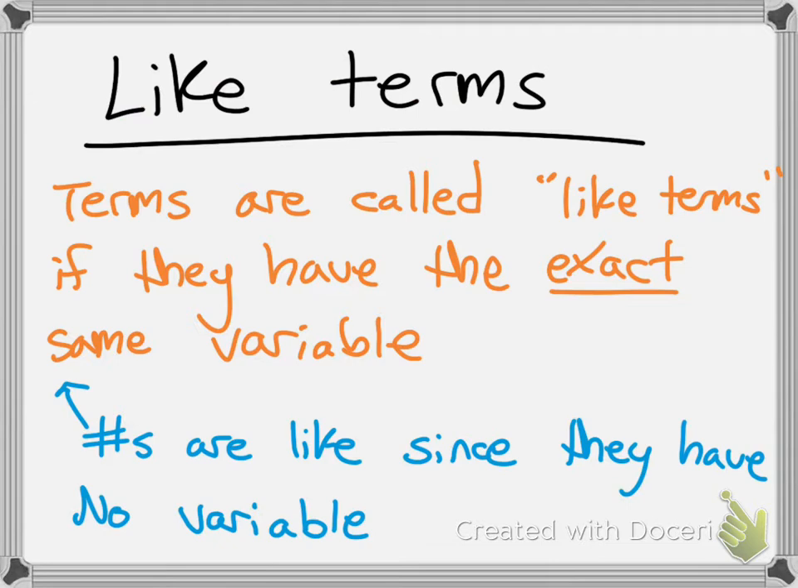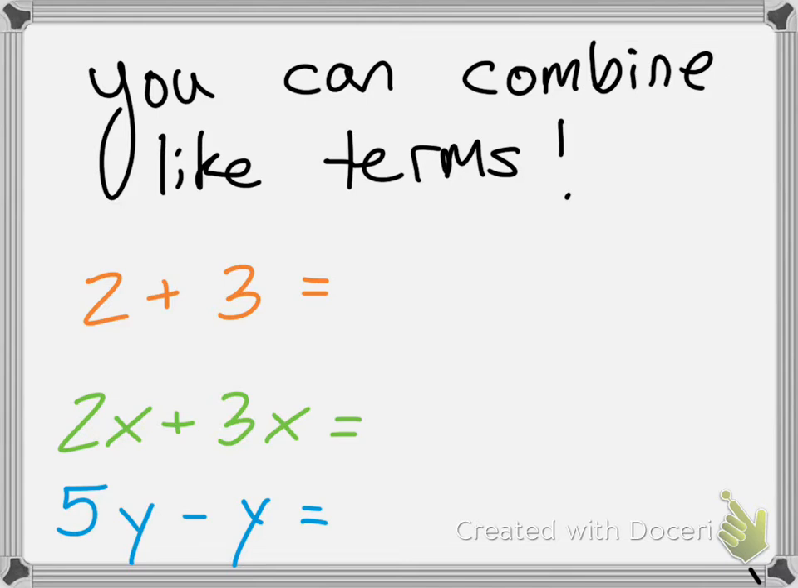I want you guys to copy this down. Like terms. There are things called like terms. Terms are called like terms if they have the exact same variable. Numbers are like since they have no variable. So that's what makes numbers like. So like terms, they're basically alike. That's why they're called like terms. So dealing with like terms, we can combine like terms.